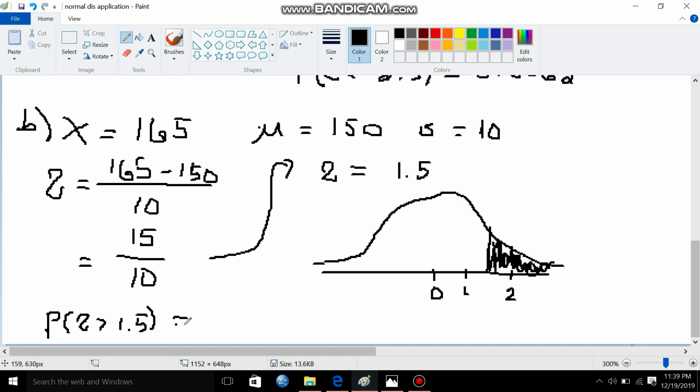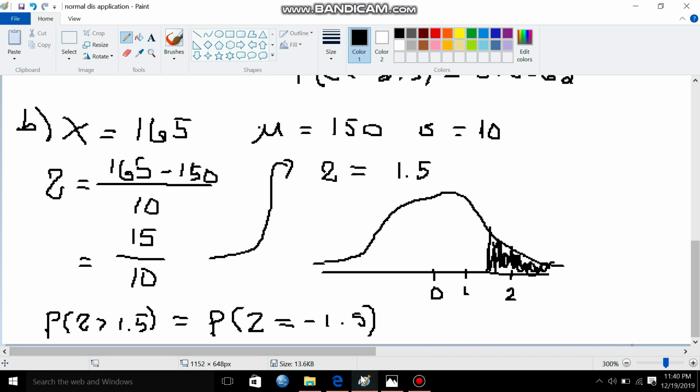Since we're dealing with 1.5, we will just simply look for the value of z equals negative 1.5. The probability of z greater than a number is simply equal to z equals its negative, or the opposite number. If this is positive, we will look for the negative, and if it is negative here, we will look for the positive on the z table.